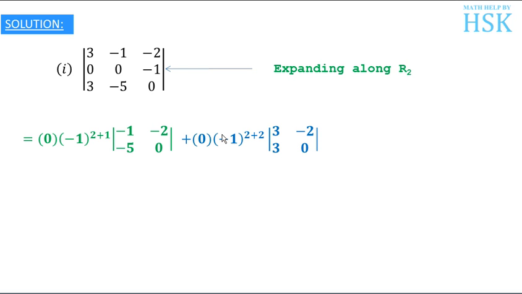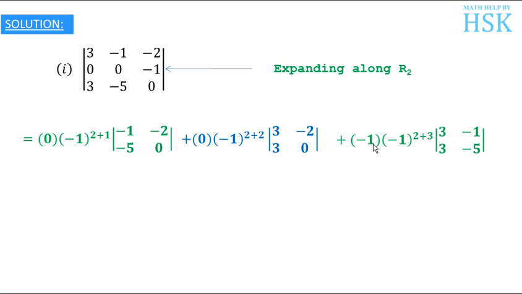Okay, second term would be 0 into minus 1 to the power of 2 plus 2, because this element is in second row, second column, into the determinant obtained by removing the second row and the second column, that is 3 minus 2, 3 0.